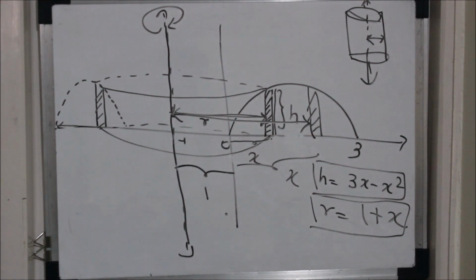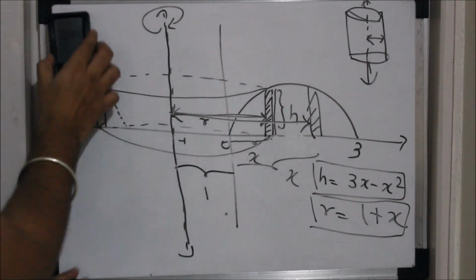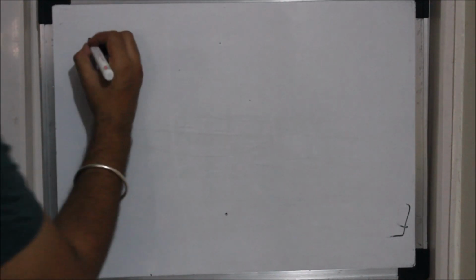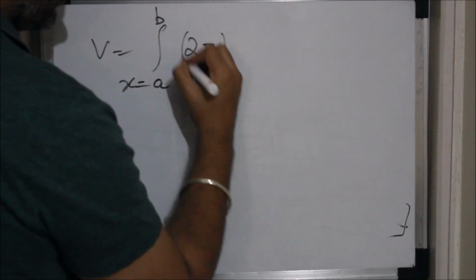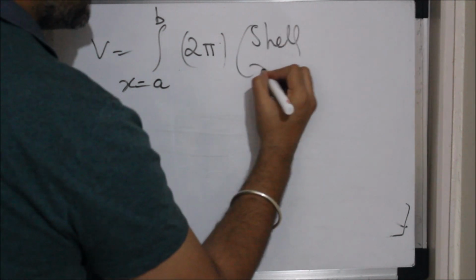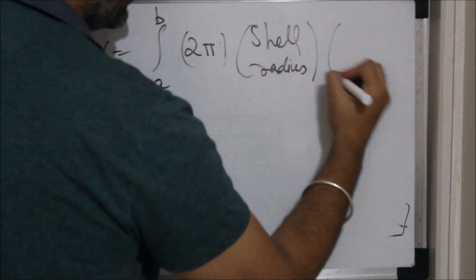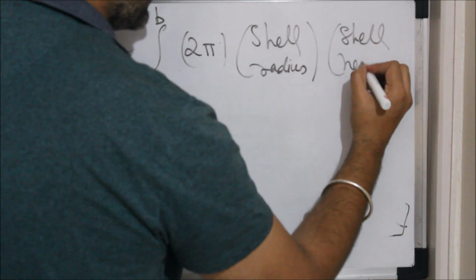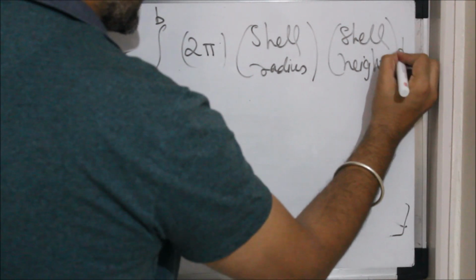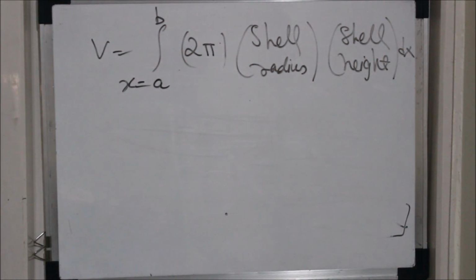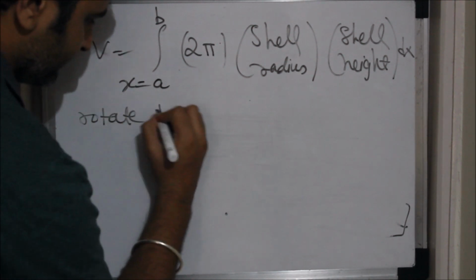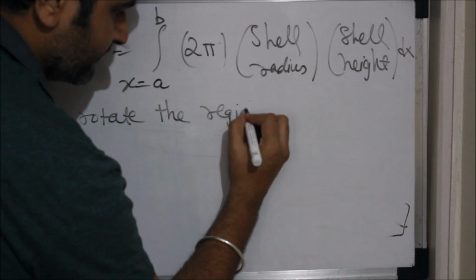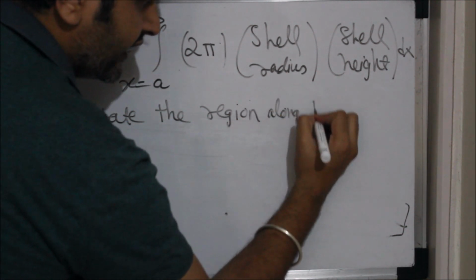And once I have the radius and height of the shell, what does the shell method say? The shell method says you can easily find the volume. So volume is nothing but the integral, with x from a to b, of 2 pi times shell radius times shell height dx. This is the formula we use when we revolve the region along a vertical line.